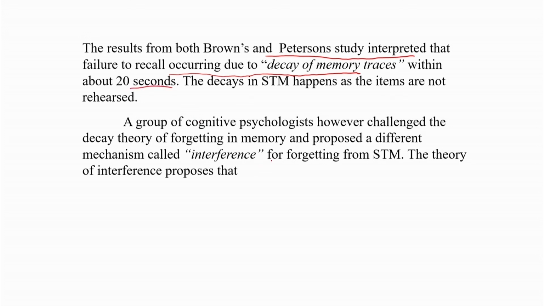Now, another group, as I said, Vaughan Norman, tried to explain this result in terms of interference. They challenged the decay theory of forgetting in memory and proposed a different mechanism called interference. Interference, as I explained to you, is a phenomenon in which two items which are similar in nature compete with each other, and so they block the recall of one item. The important thing to remember is that the two tasks have to be similar in nature and they have to be competing.